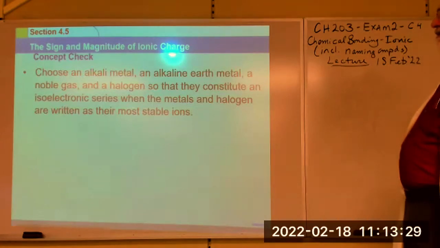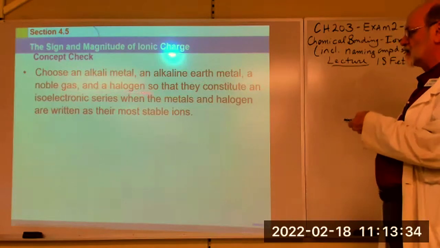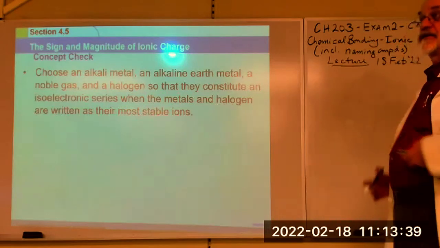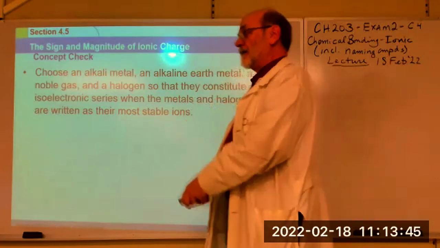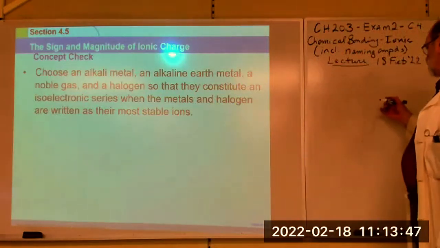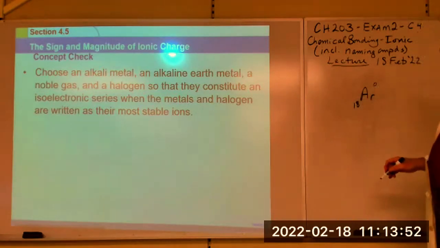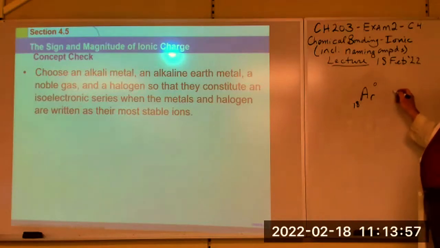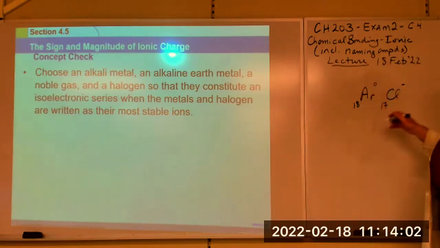Okay, concept check. Choose an alkali metal, alkaline earth, a noble gas and a halogen so that they constitute an isoelectronic series, when the metals and the halogen are written as their most stable ions. We could pick any one of those noble gases. Let's say argon, right? Neutral. So what if we add an electron to argon? We're going to go to chlorine. Right? Go one left.